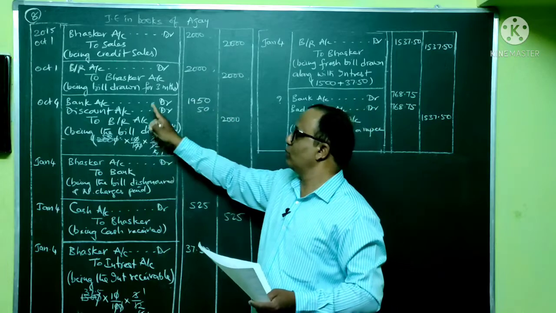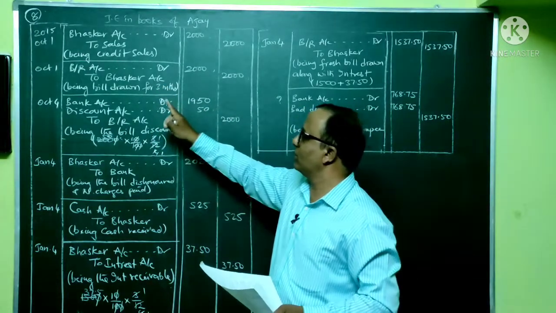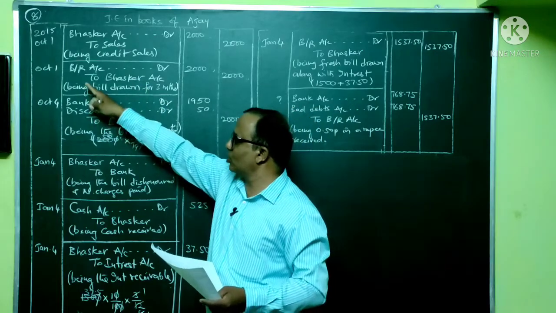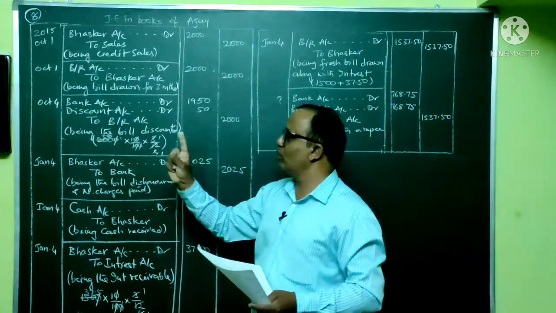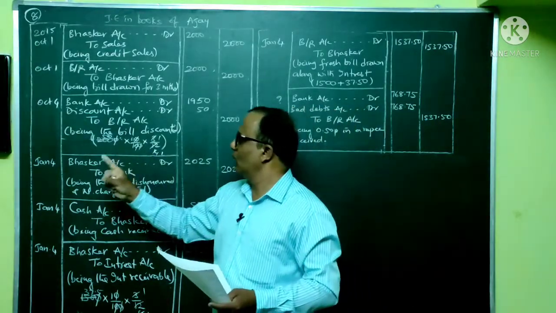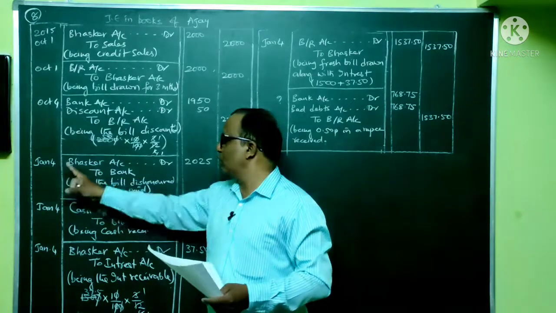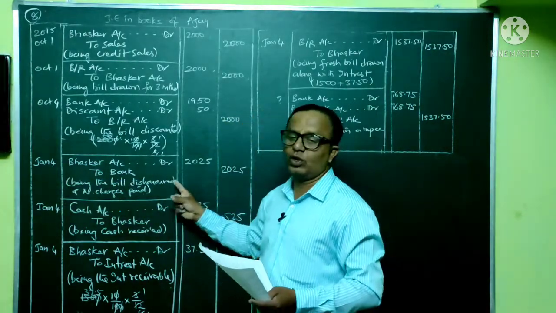Then again, on the due date of this particular bill, the bill is dishonored. Due date, you observe the bill is drawn for 3 months. So from 1st October, 3 months, if you calculate, October to November, 1 month, November to December, 2nd month, December to January, 3rd month. Okay, 3 months plus 3 grace days means January 4th is the due date. On the due date, the bill is dishonored. Which bill is dishonored?